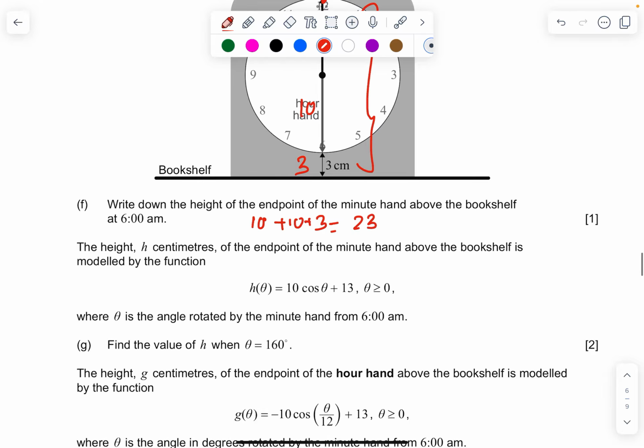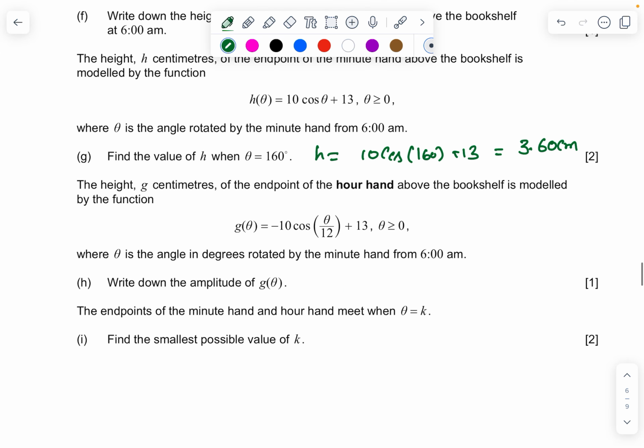Now, the height h centimeters of the endpoint of the minute hand above the bookshelf is modeled by this function. Find the value of h when theta equals 160 degrees. So just plug in h equals 10 times cosine 160 plus 13, which is going to be 3.60 centimeters.